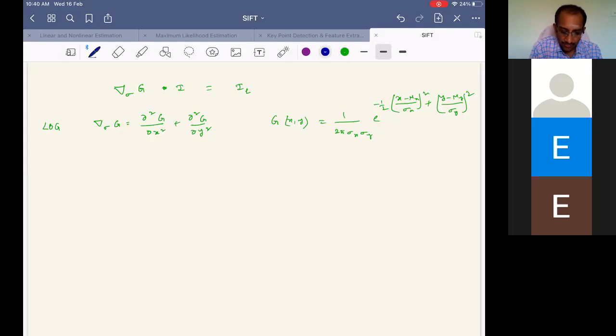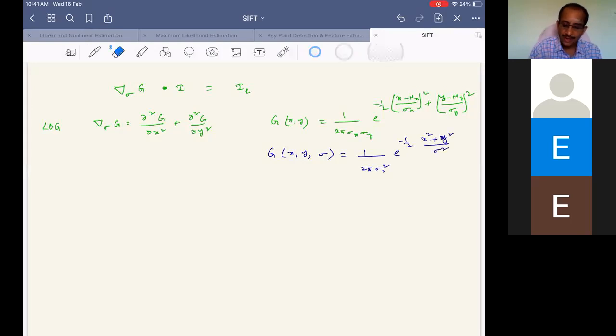Please make a note here, since this sigma is also important, let us represent from now on G(x, y, sigma). Let's not bother about it, and assume the variances in x and y are the same, and simply we have x minus mu x. In fact, if the means are also 0, we will have a simple Gaussian expression with x square plus y square by sigma square. Here the variances in x and y are the same, the covariances are 0, and the means are also 0.